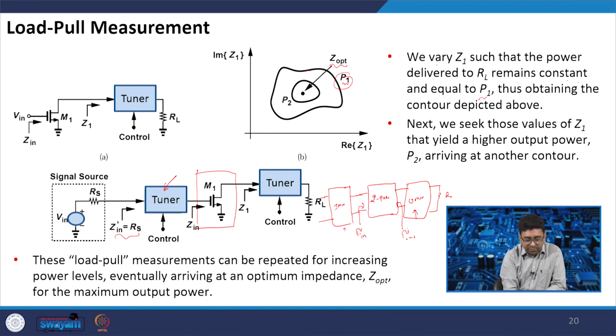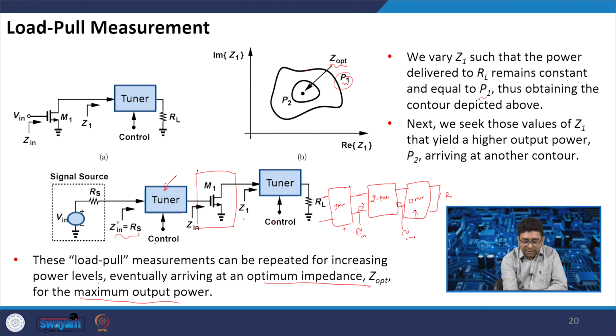So, for that what we need is a load pull measurement. We need a repeated measurement at the input side and output side while increasing the power level, and eventually we want to arrive at an optimum impedance Z opt to have a maximum output power. This kind of measurement technique is widely used when we have a transistor available and we want to identify the matching network which is giving the maximum power and the optimum output impedance Z opt. Then we can fix the impedance matching network.